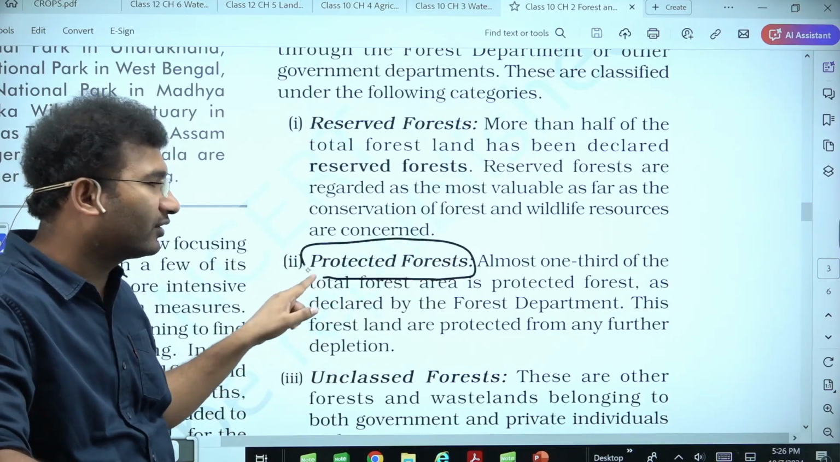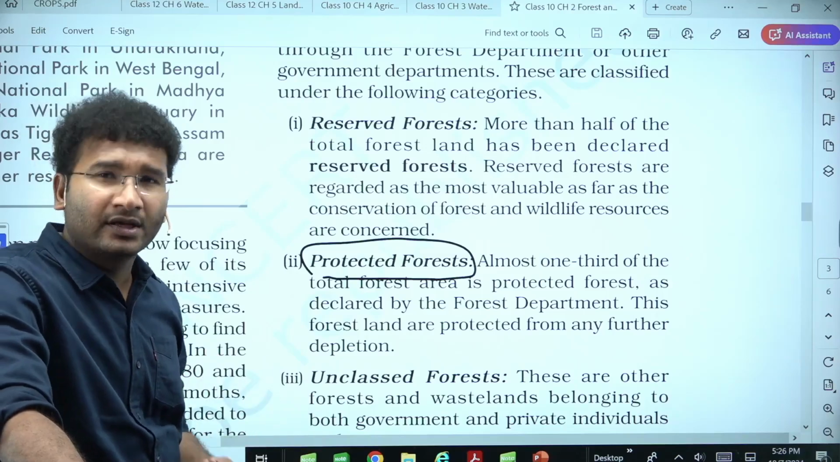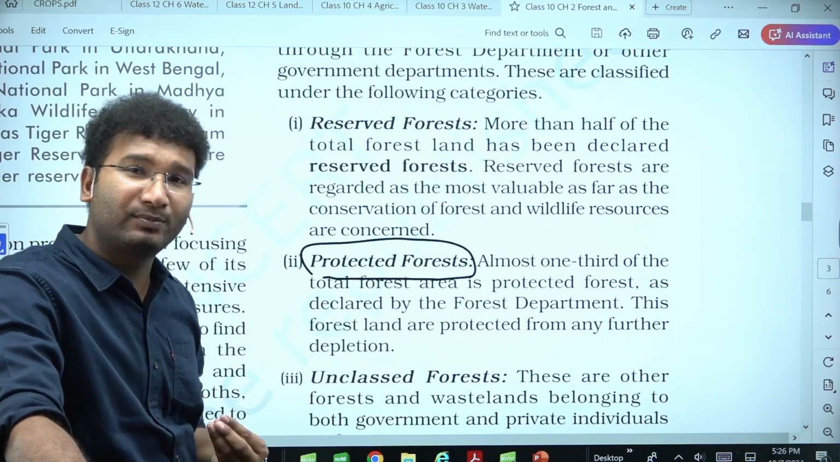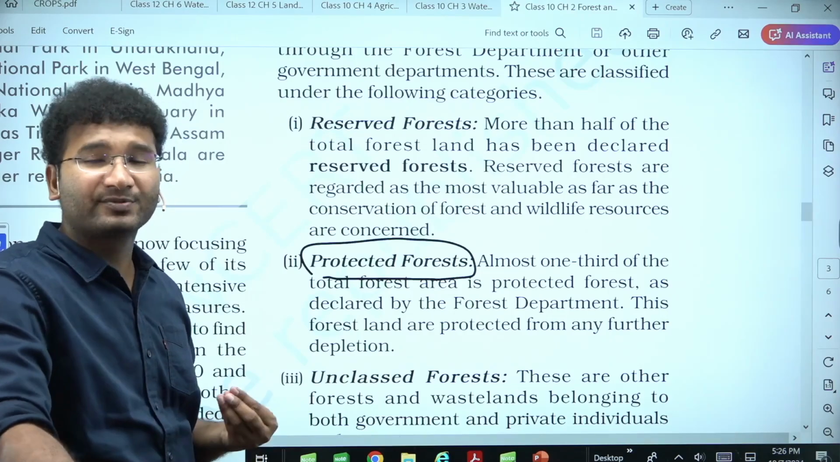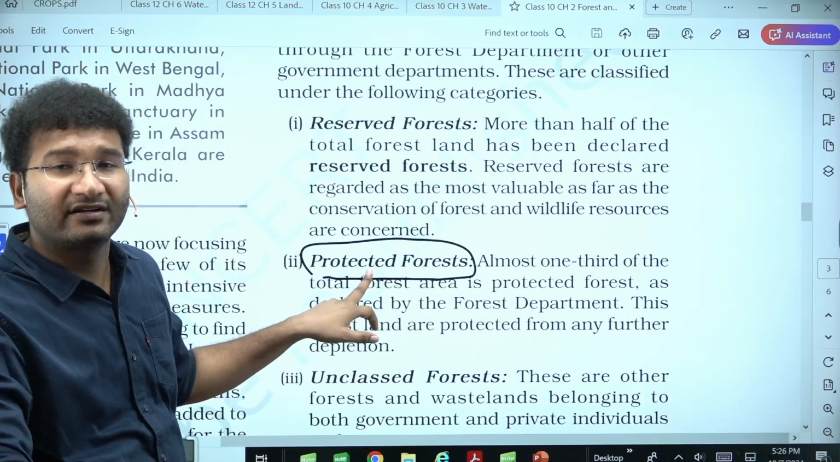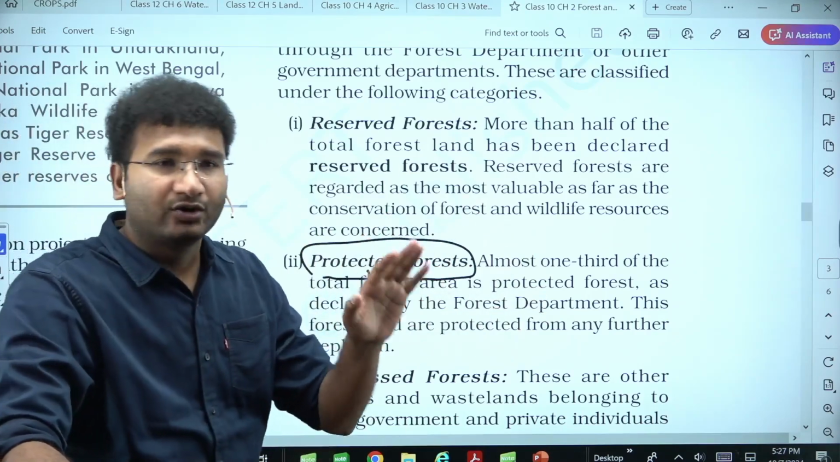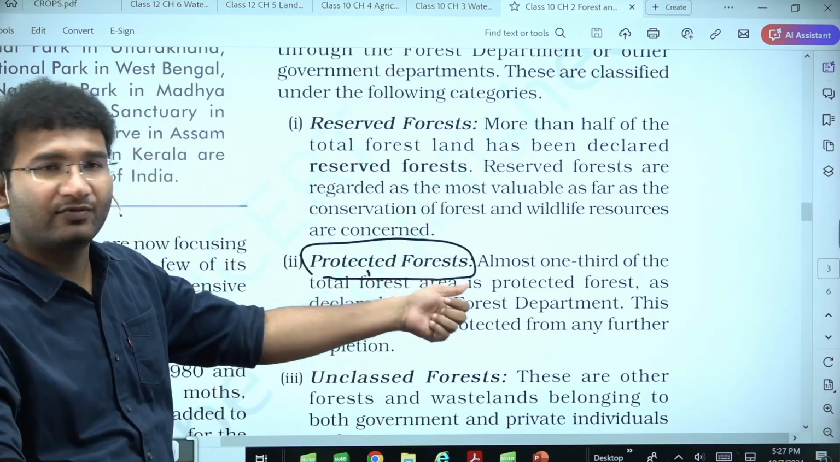What is this protected forest? See, these are those forests which are protected for the wildlife. Wildlife sanctuaries it could be, national parks it can be, right? Biosphere reserves it can be. So these kinds of forests are considered protected forest. Let me read the definition. Almost 1/3 of the total forest land is declared as protected forest.